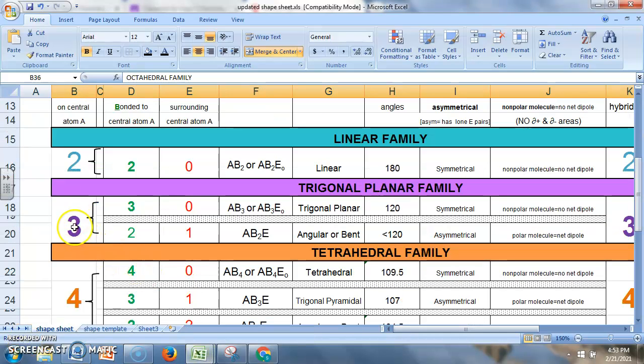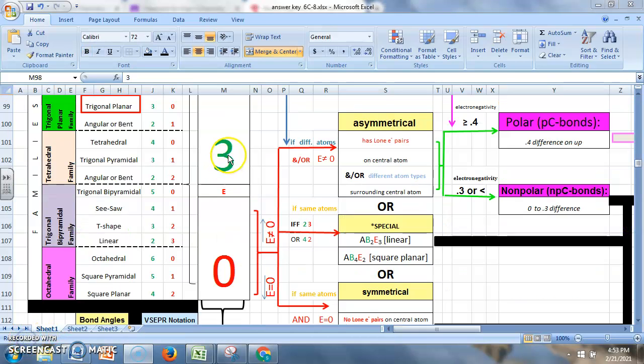When there's 3 things around the central atom, it is in the trigonal planar family. And when there are 3 things and no lone pairs, it is the trigonal planar molecule. That's the actual shape. So we can go ahead and circle those. We see here on our shape sheet, we had 3 bonded atoms and 0 lone pairs. That's a 3, 0. That's trigonal planar.